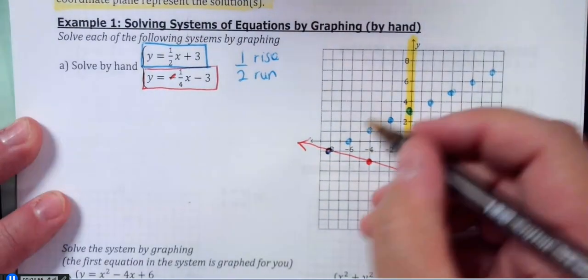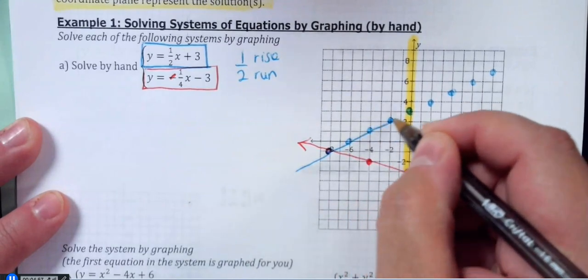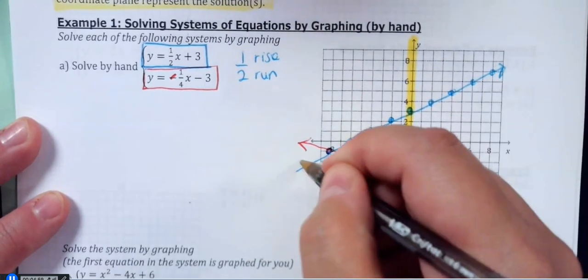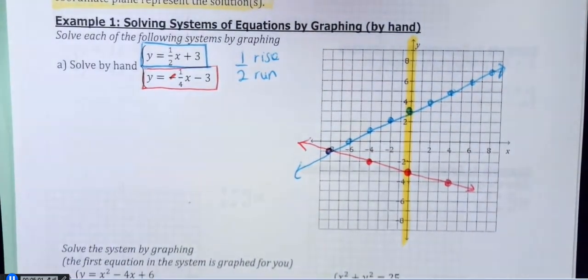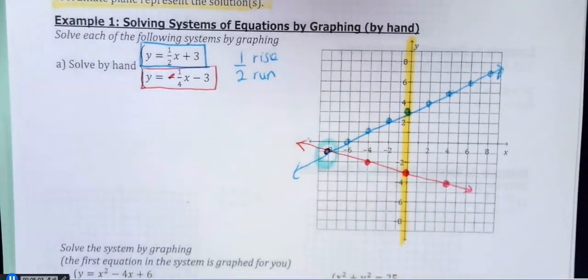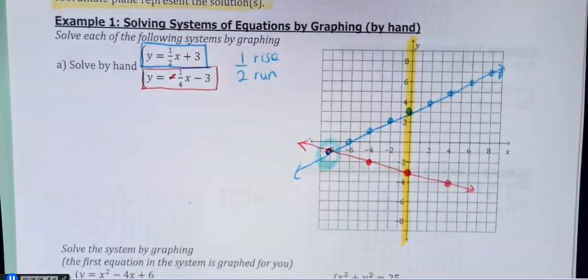And so they do, and that is going to be the solution for our system. So ultimately, I'm looking for that point where they run into each other. If I'm asking you to solve something by graphing, it's not going to be on a nasty point. It will be exactly on one of the grid marks. Otherwise, we would use algebra to solve that, because there's better ways to do it if it's not an exact point. So if you're being asked to graph, it should be an exact point if it exists.